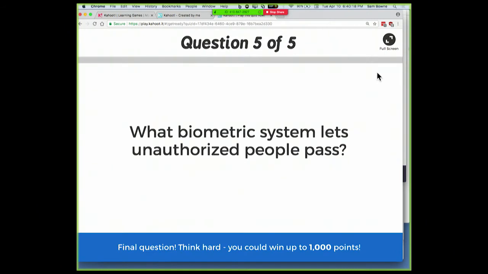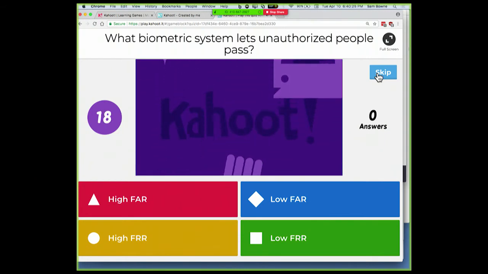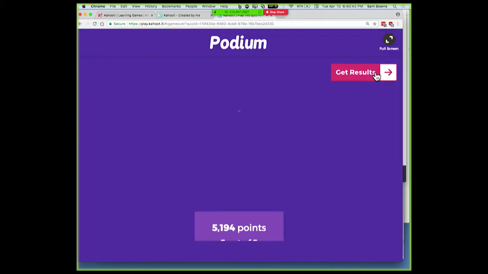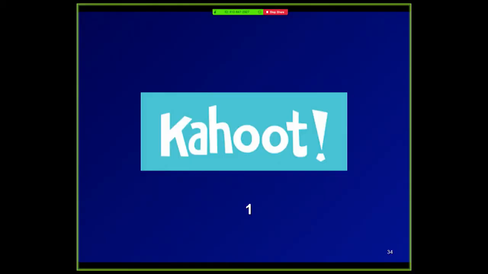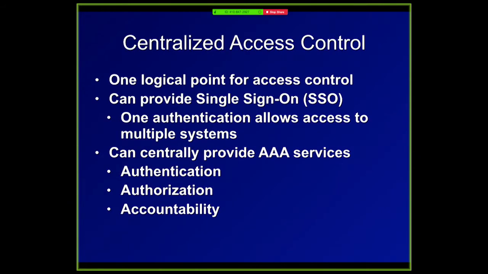All right. So what biometric system lets unauthorized people through? Okay, that's a high false accept rate. That's what that means. A false accept is when you let unauthorized people in. All right, so I got E, I know who that is. And I know who DJS is. We'll see. Anyway, so then there's the technologies underpinning this stuff.